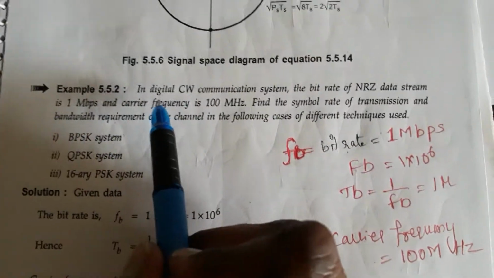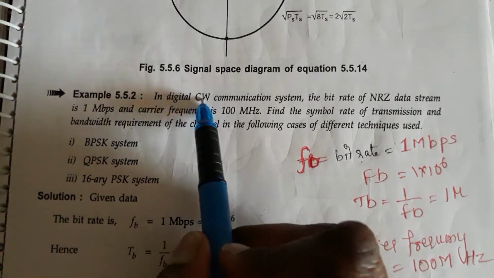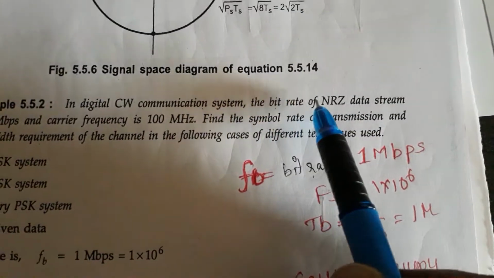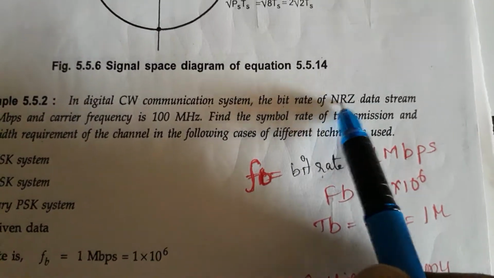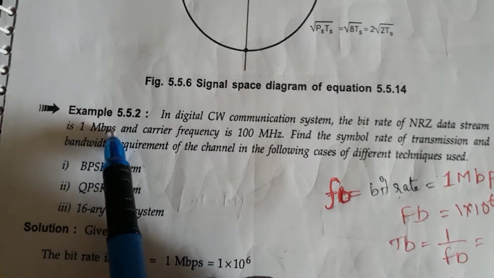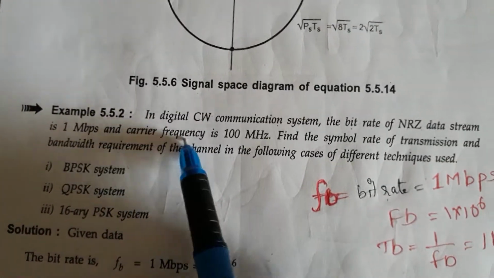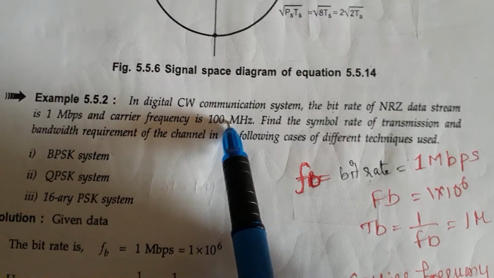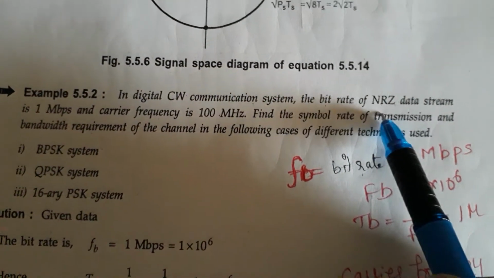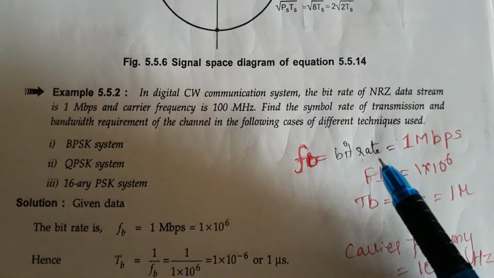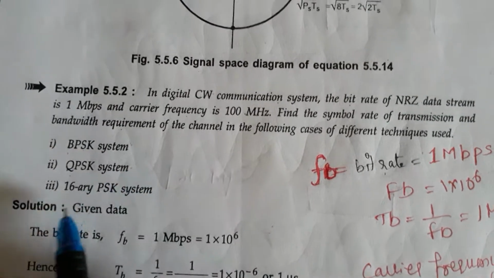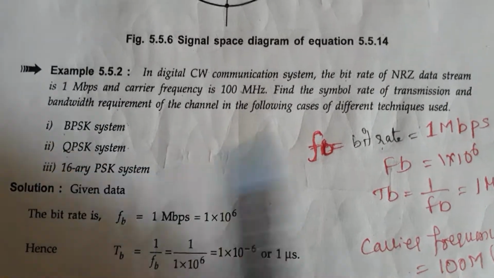I'm going for the next part of the problem. Digital continuous wave communication. The bit rate of NRZ, non return to zero data stream, is 1 megabits per second. The carrier frequency is 100 hertz. Find the symbol rate, the transmission rate and the bandwidth of BPSK, QPSK, 16-array PSK systems.